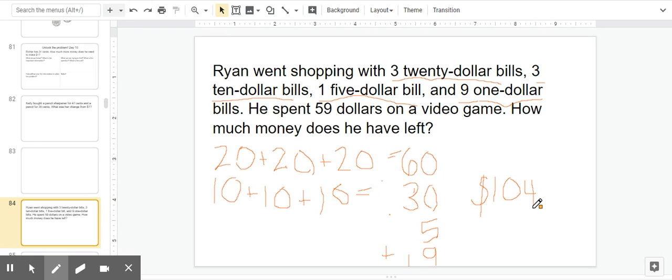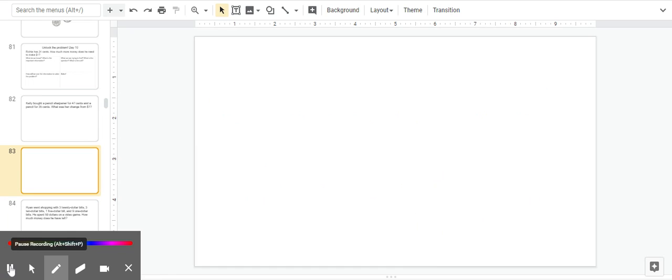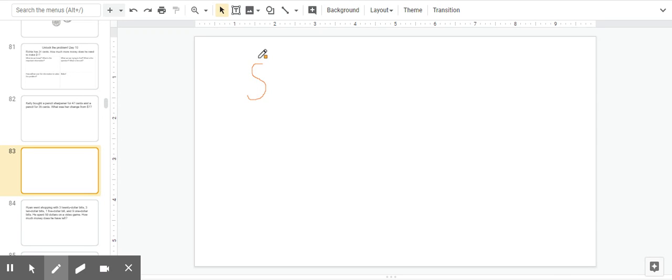How much money does he have left? Take a minute to think. What are you going to do with this number 104 and the 59 that he spent? What kind of equation are you going to write? Again, we're comparing numbers, so we are going to subtract. We want to know the difference between what he started with, $104, and what he spent.